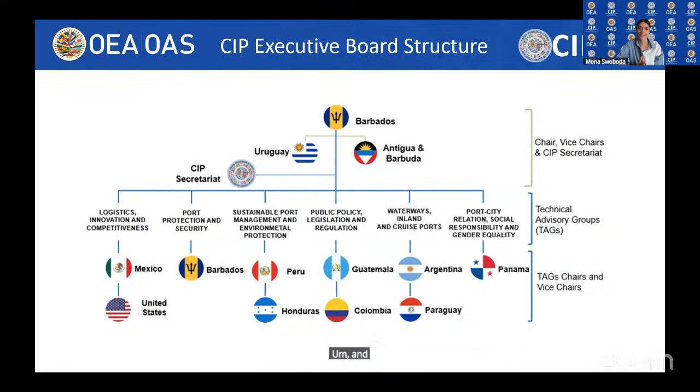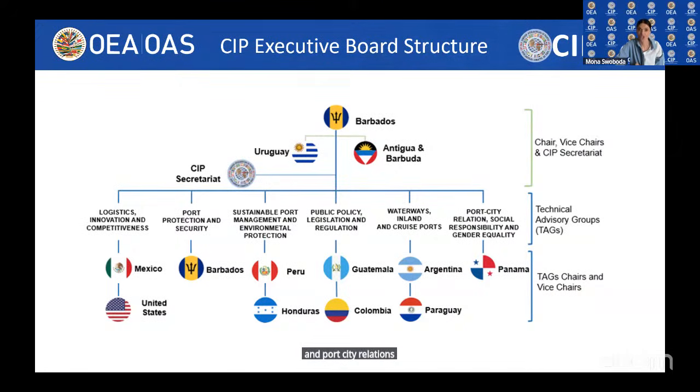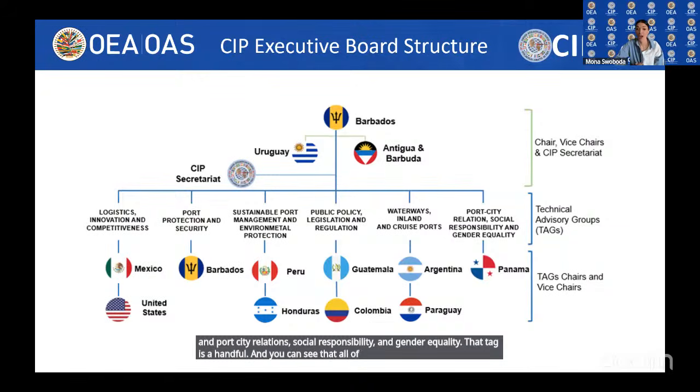And these are identified and selected, so to speak, by our member states. And you can see that we work on areas such as logistics, port security, sustainable port management, policy and legislation, waterways, inland ports and cruise ports, and port-city relations, social responsibility, and gender equality. That TAG is a handful. And you can see that all of these TAGs are chaired by a country, and some also have a vice chair. But as I said, this is our current board, and there will be in June some exciting changes.